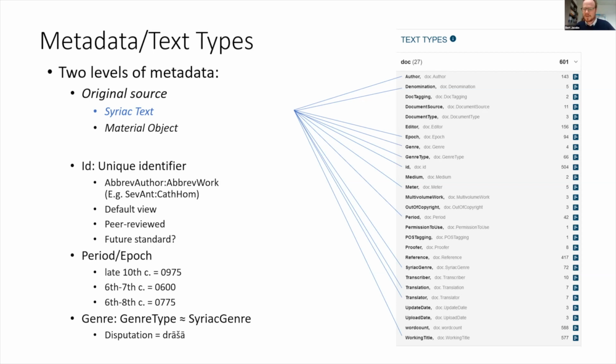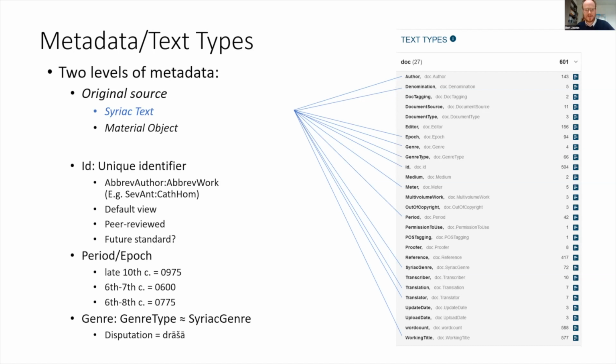So we have author, working title, and related to this, the document ID. The document ID is a unique identifier for each work. It consists of a standardized author abbreviation and a standardized work abbreviation. So for instance, Severus of Antioch's Cathedral Homilies, it looks like this.